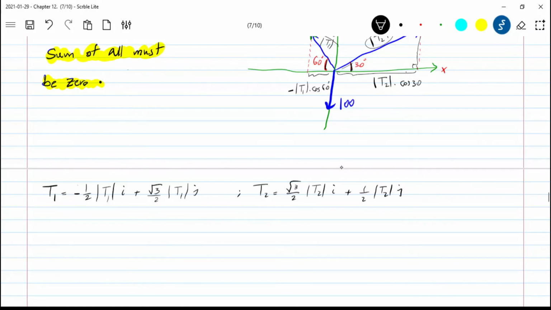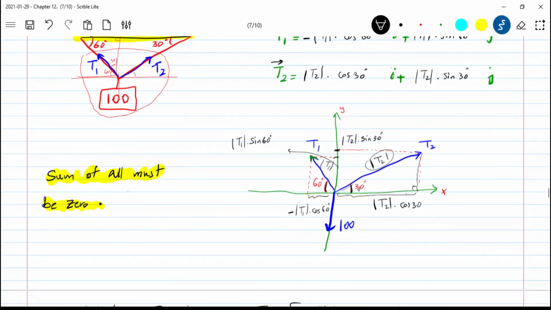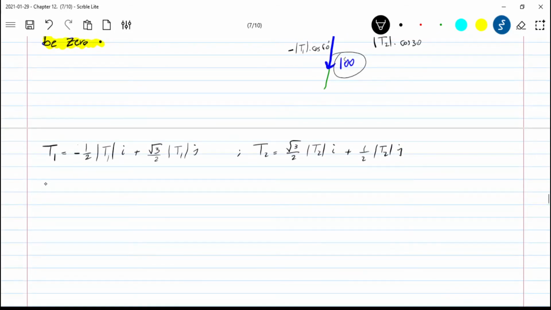Okay, I and J are the corresponding standard vectors. And what is the other vector? The other vector, we already know. It's 100 along the negative J. So our third vector, let's call this vector V, maybe W for the weight. It's negative 100 along J.